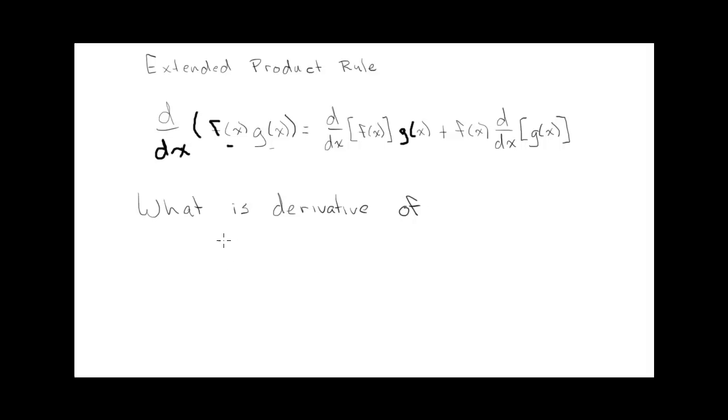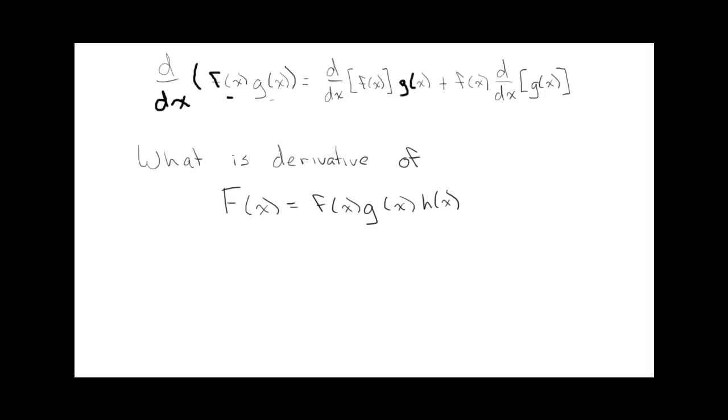So let's call this big F. Our function is equal to three functions multiplied together: f at x times g at x times h at x. So how are we going to do the derivative of this? Well, all you really need to do is just treat it as two functions. Treat this as your first and this is your second, and then just use the regular product rule of two functions.